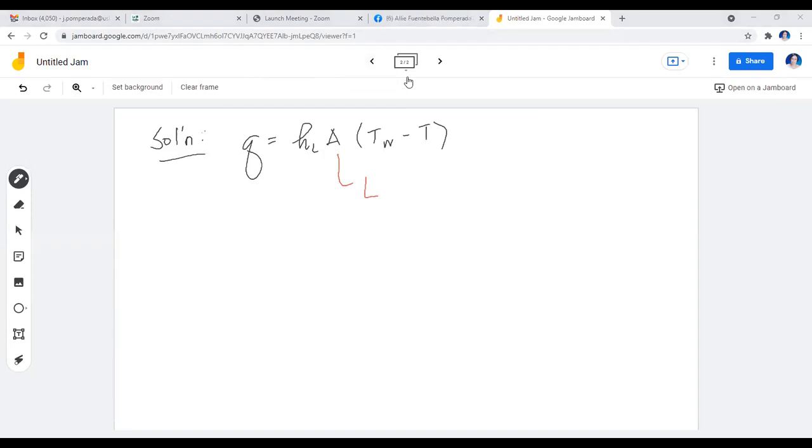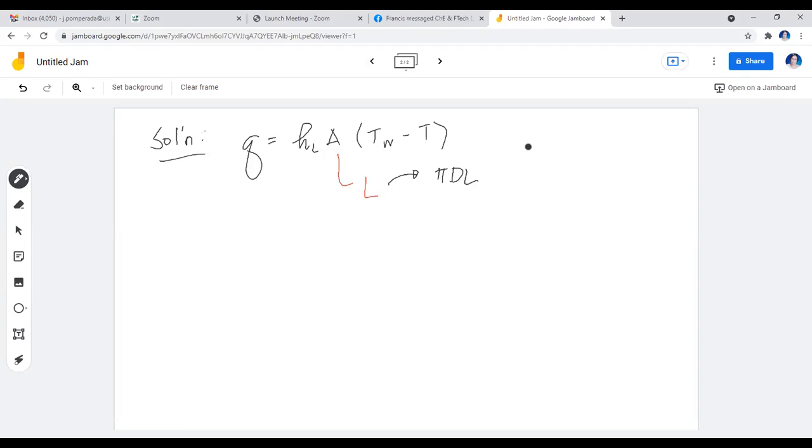Length times width, miss. So in the case of a tube, if it's length times width, what's the exact formula for the heat transfer area when we're talking about the tube? Should it be the lateral surface area of the tube? Pi D L. Thank you, Jericho. Very good. So the area that we're looking for in here actually will be coming from the formula pi D L.